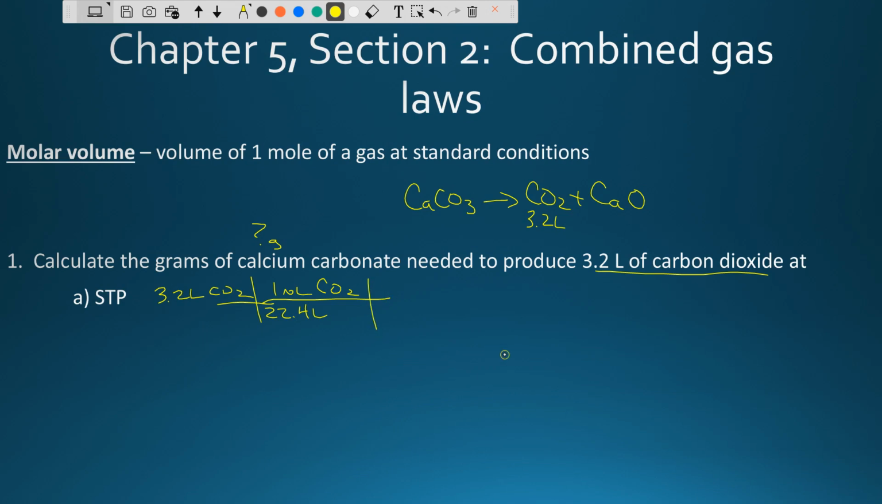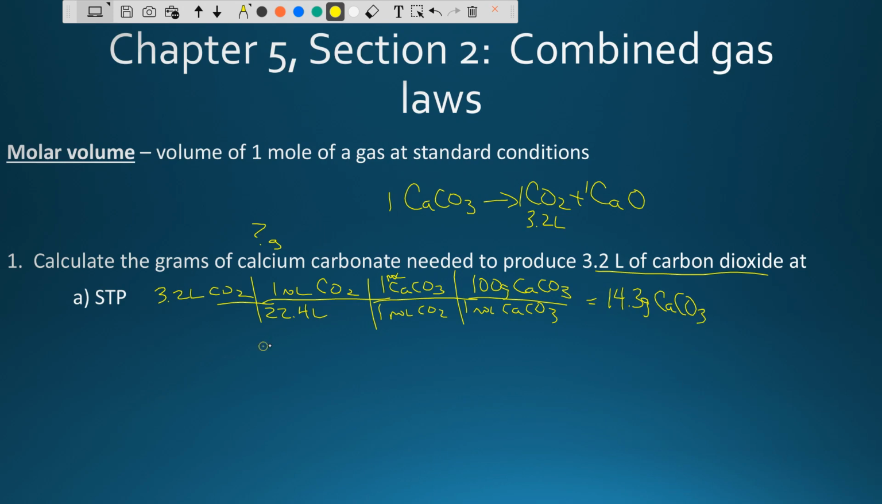And then I could take a look at my balanced equation. This is a 1-to-1-to-1 ratio here. So 1 mole of carbon dioxide is in fact 1 mole of calcium carbonate. Sorry, this is moles. Then 1 mole of calcium carbonate is 100 grams. Okay, and if I do the math here, I'll end up with 14.3 grams of calcium carbonate.